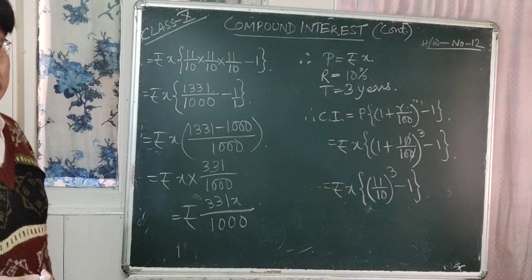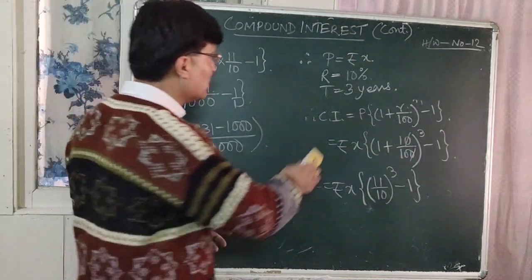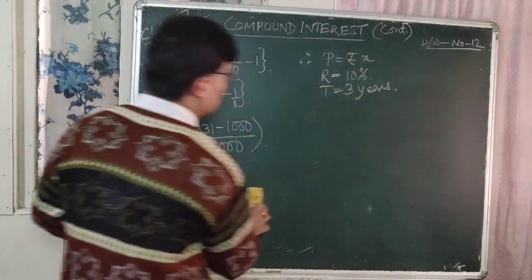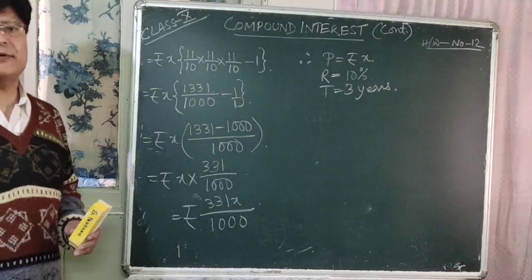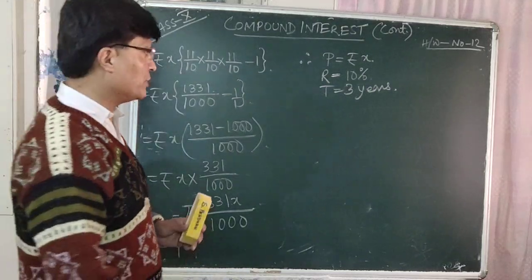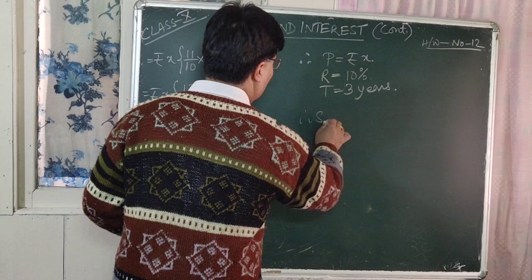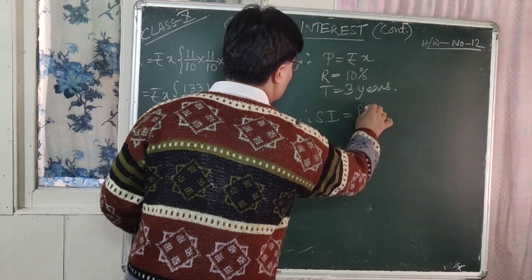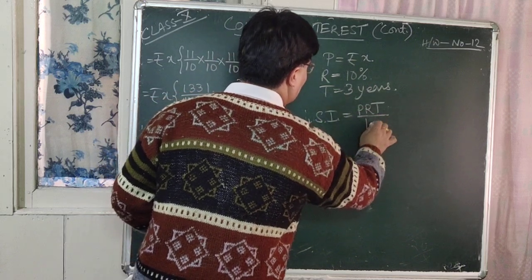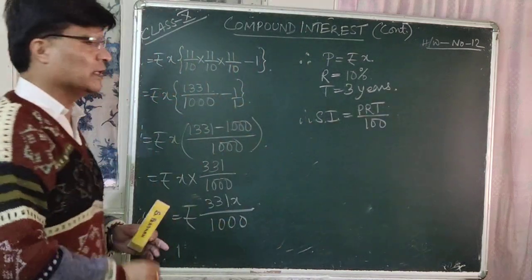So we have calculated compound interest. Now you have to calculate the simple interest. So you know the formula for simple interest, that is PRT upon 100. So therefore SI is equal to PRT upon 100. Is that clear?